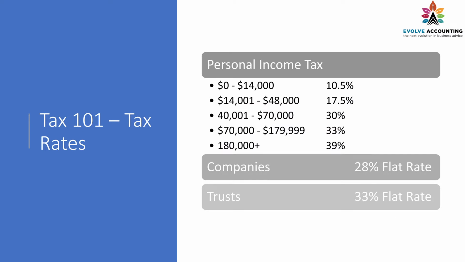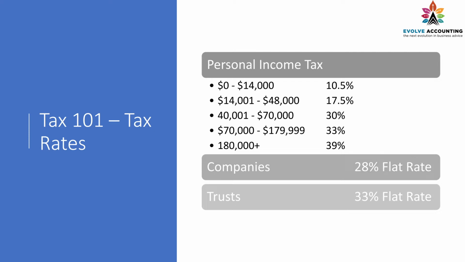And then with the tax rates, the personal tax rates are 10.5% through to 39% for income over 180,000. That compares to a company that has a flat tax rate of 28% and trusts at 33%. Now you might look there and say the company tax rate of 28% looks pretty good, we should put all our stuff through companies. But what I will say is that a company tax rate of 28% is a temporary tax rate.